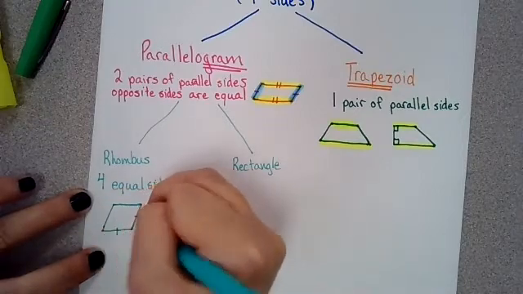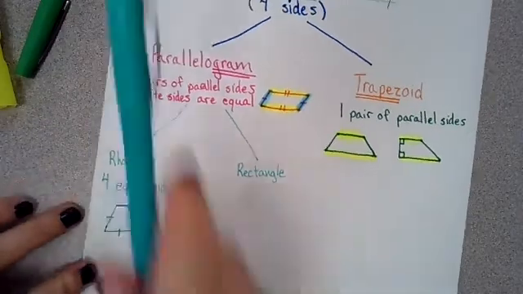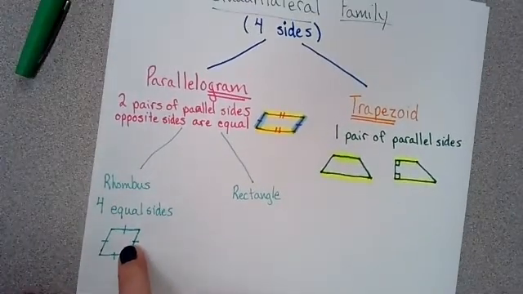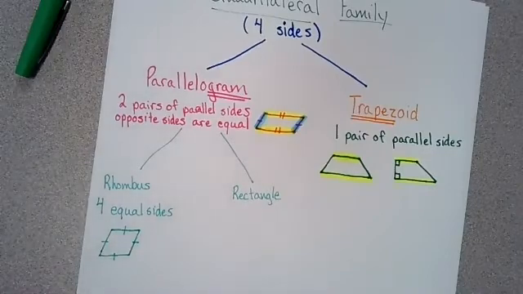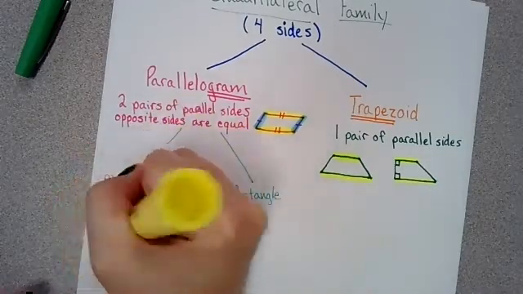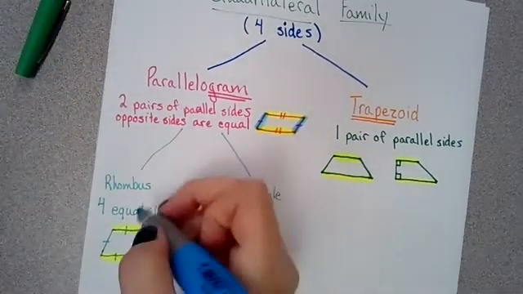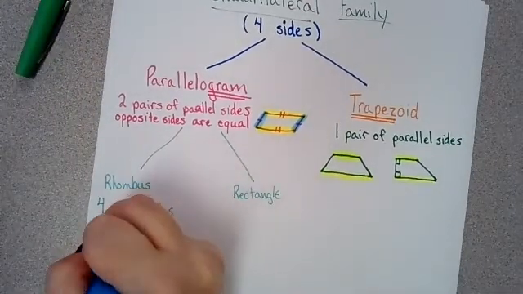So this side, and this side, and this side, and this side are all equal. Okay, but because he's part of the parallelogram family, he has to have two pairs of parallel sides. So that means this side and this side are parallel, and this side and this side are parallel.